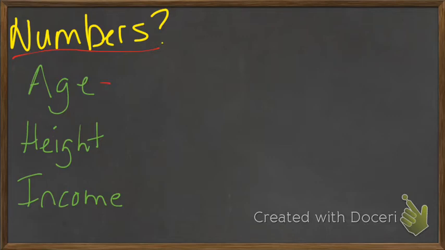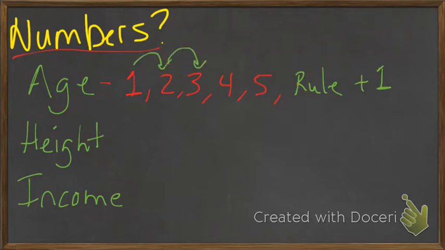So if you think about our age, you start off as a baby and then you have your first birthday and you turn into a 1-year-old. Then a year after that, you're 2. A year after that, you're 3, 4, 5, 6, all the way. Some people have longer lives, other people have shorter lives. But the bottom line is, you're always going +1. So the rule for your age is +1. Every year you become a year older.